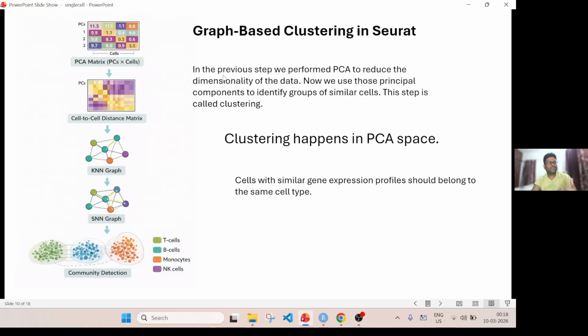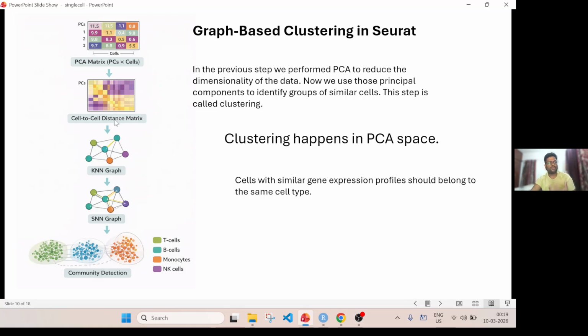Okay, so basically Seurat does these many steps to come to the clustering. Initially, before this step, we obtain the PCA matrix. That means we no longer have genes. Now we are working with the metagenes or principal components, where each row is one principal component or metagene that contains information from all the genes, and each column is a cell. So we now have PC by cell.